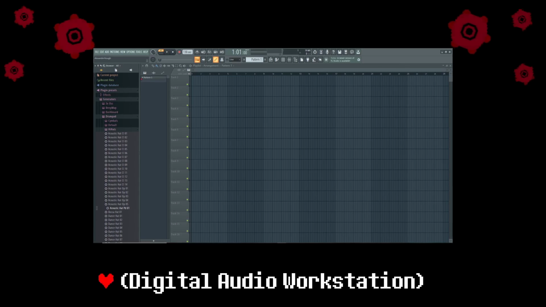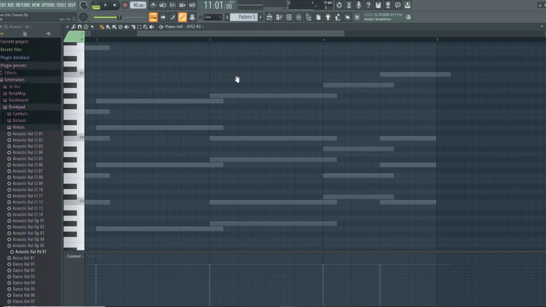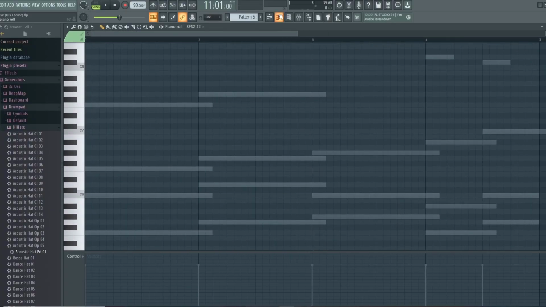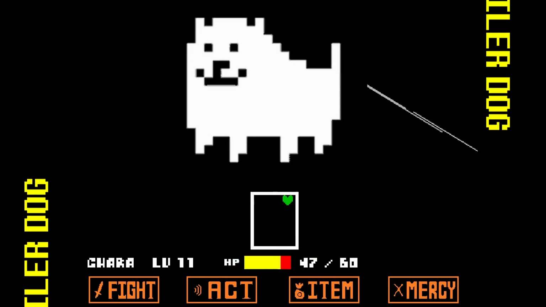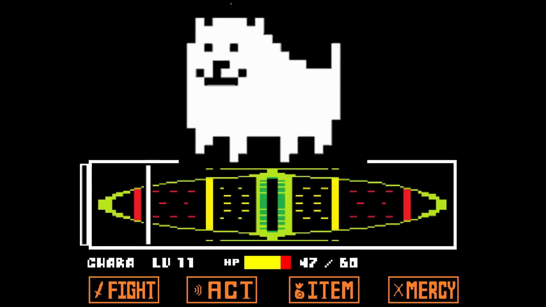Now, for those who don't know what a DAW is, it stands for Digital Audio Workstation. In other words, a program used to convert your piano compositions into the charm and personality we hear today. So let's take a look at the song Battle Against a True Hero.